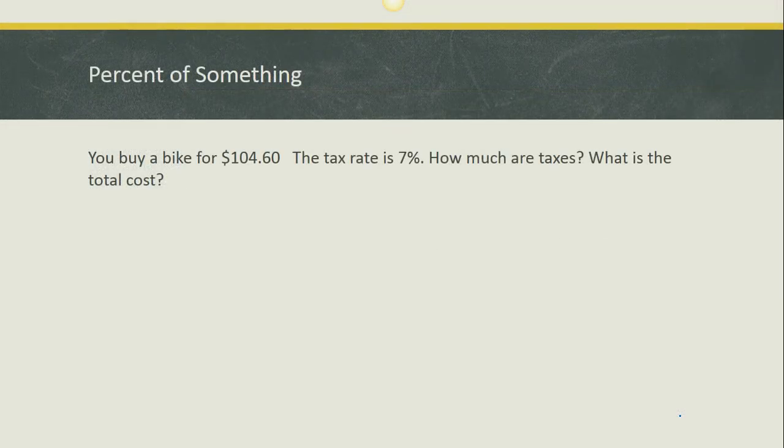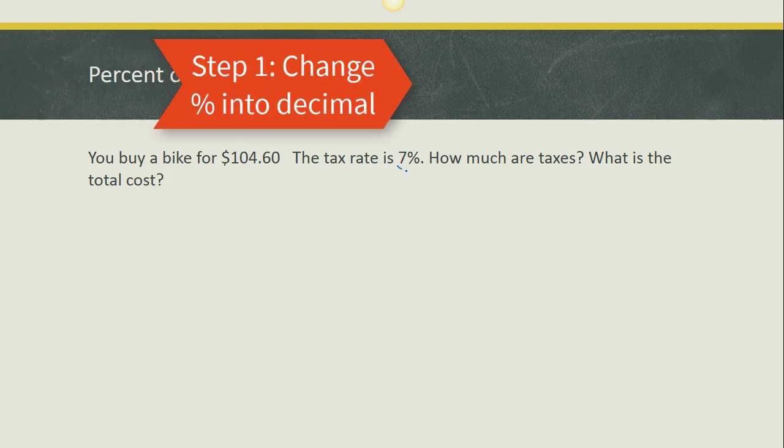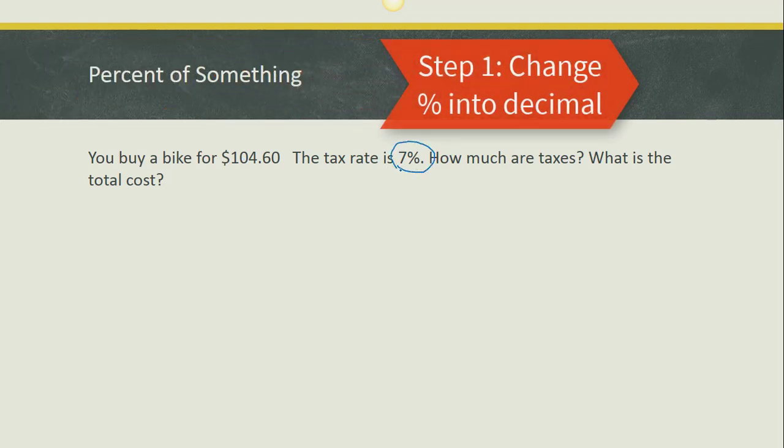Okay. The first problem is that you basically have something you're going to buy and you have taxes on it. So it asks how much are the taxes. The very first thing we need to do is say, okay, well, we know the tax is 7%. How can we do math with a percent? Well, we have to change a percent into a decimal.